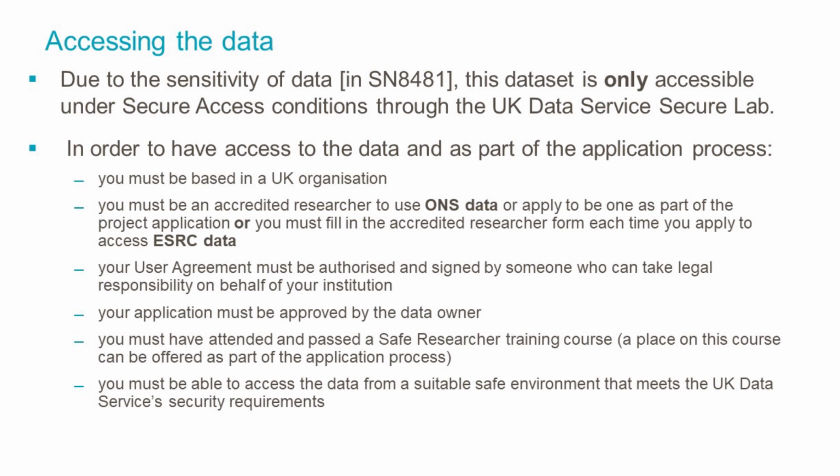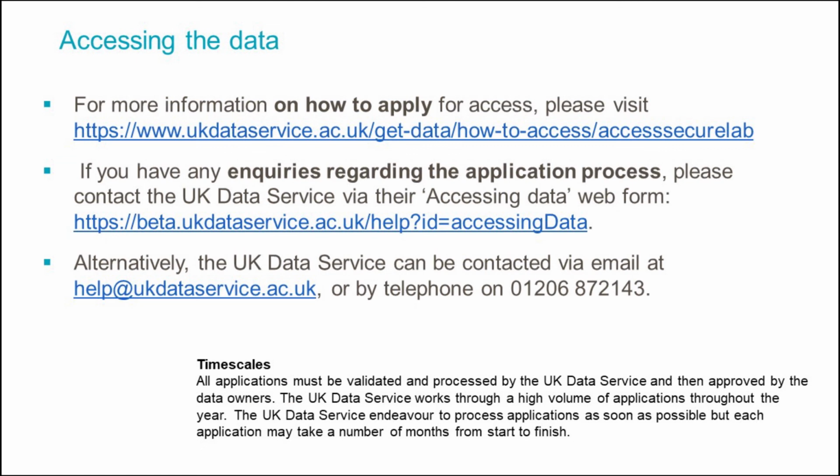In addition, you must have attended and passed a Safe Researcher training course, and you must be able to access the data from a suitable safe environment that meets the UK Data Service's security requirements. For more information on how to apply for access, please visit the link provided. The UK Data Service can be contacted via the Accessing Data web form or by email or telephone.